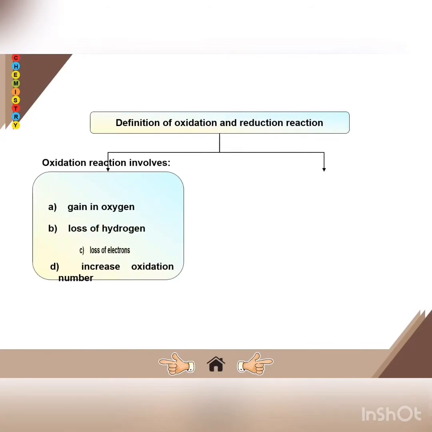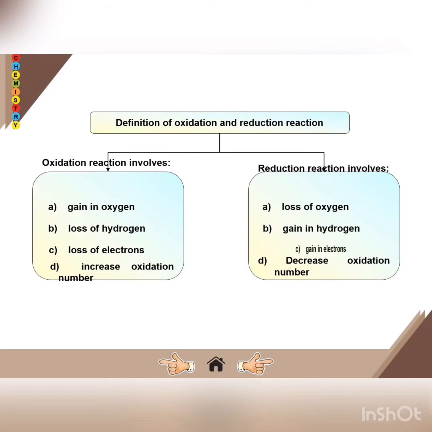Basically there are four factors that can differentiate between oxidation and reduction. The first one is oxygen, second in terms of hydrogen, third one in terms of electrons, and the fourth one is in terms of oxidation number. You can see the screens to identify all the difference.